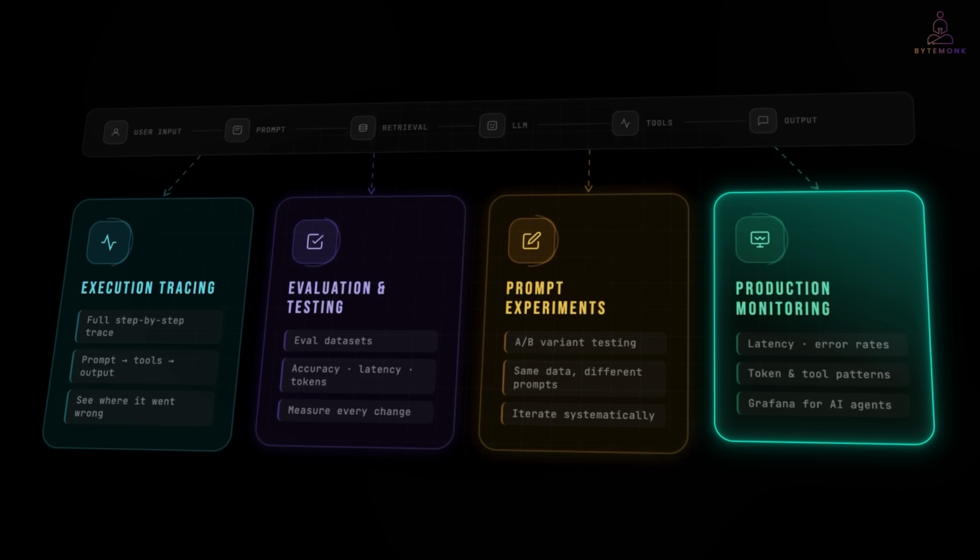And once you are live in production, it tracks latency, error rates, token usage, and tool invocation patterns under real traffic. Think New Relic or Grafana for distributed systems.